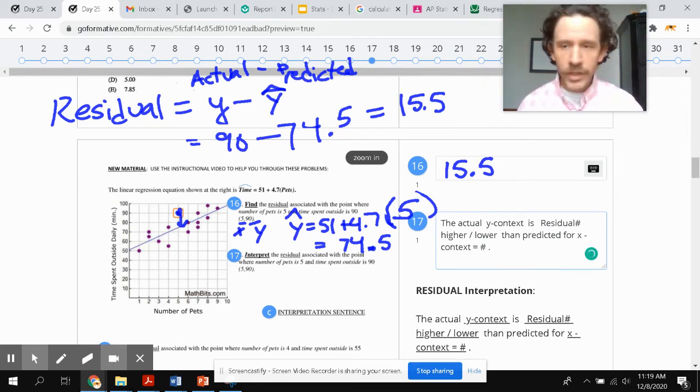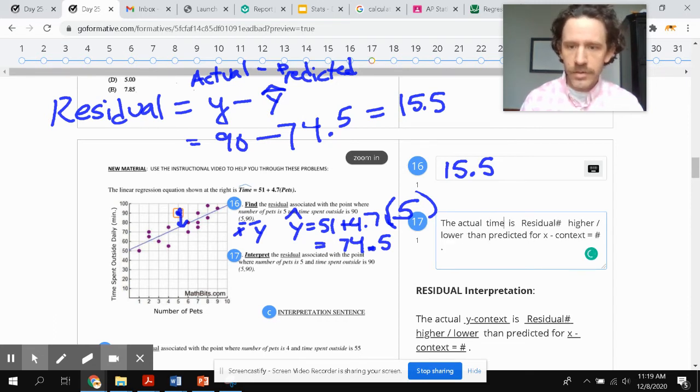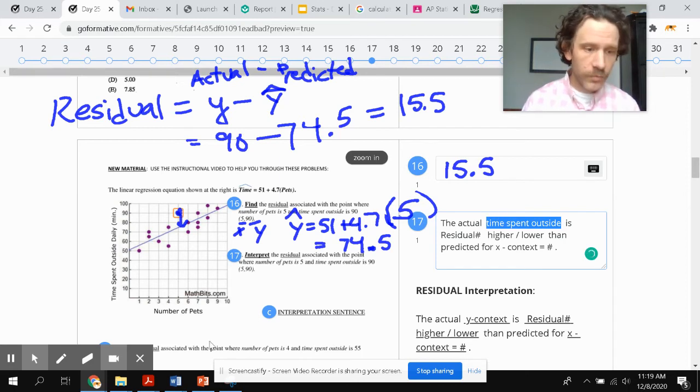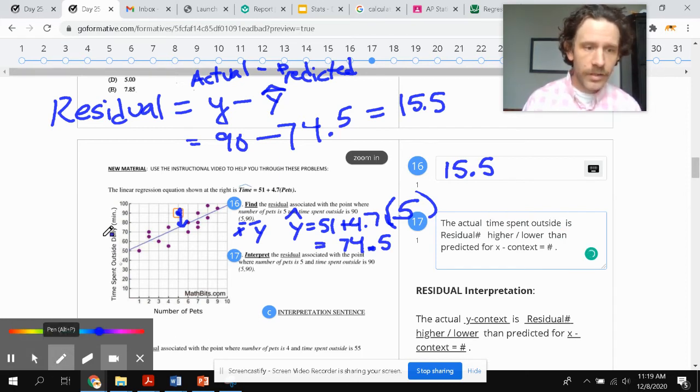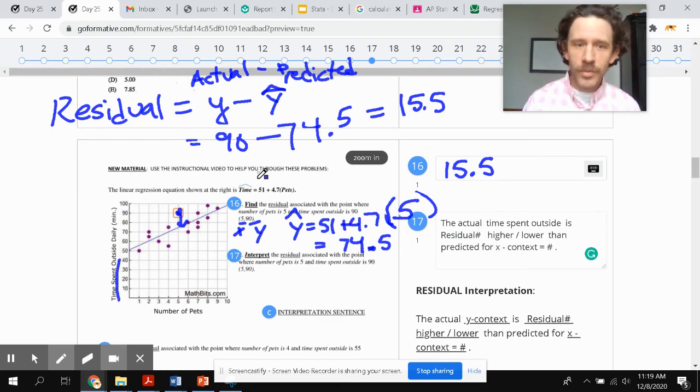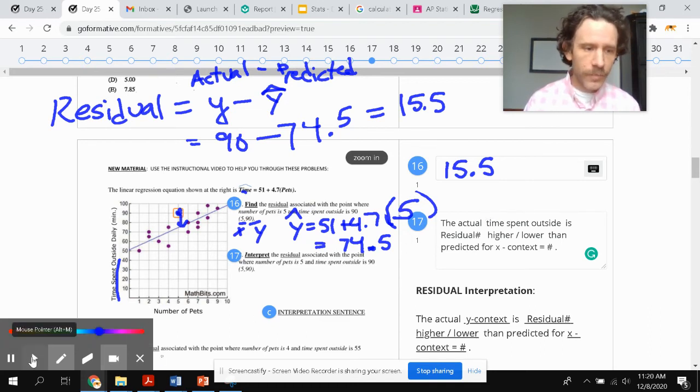And post that in for my answer for number 17. But we want to put it in terms of this problem. So where it says y context, we're going to talk about that as time spent outside. How do I know that's the y context? Well, there's a couple places we can look. First place would be the graph. See at the y, it says time spent outside. Second place I could see that is in the equation. It says time. All right, so we've got that part.